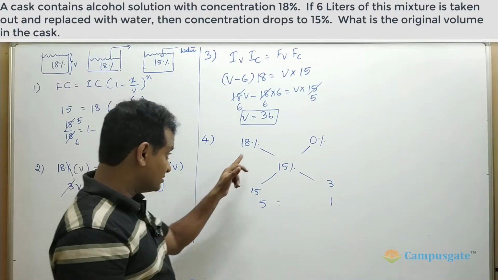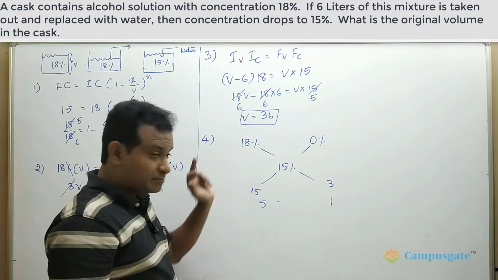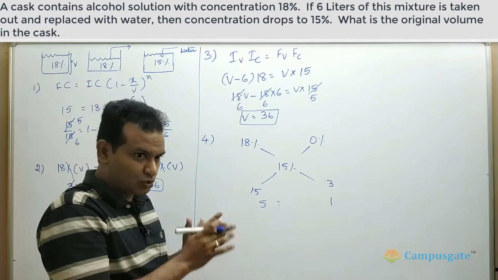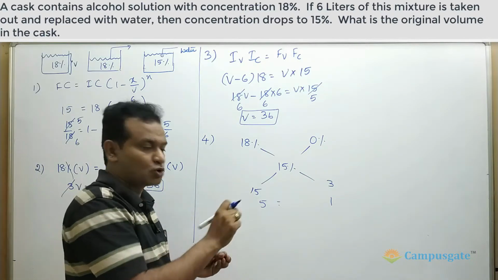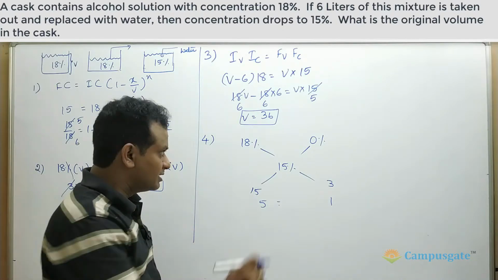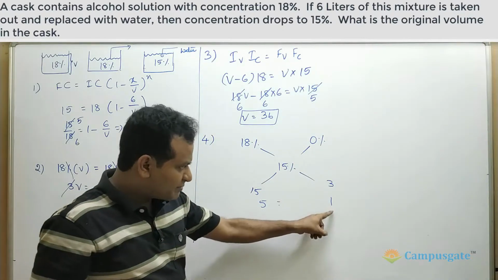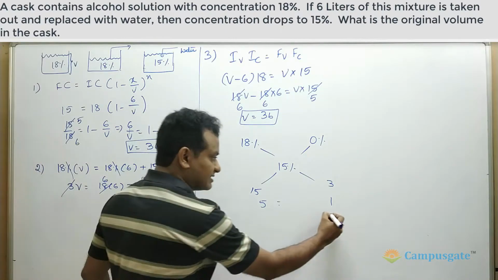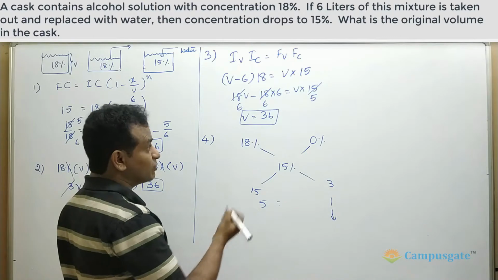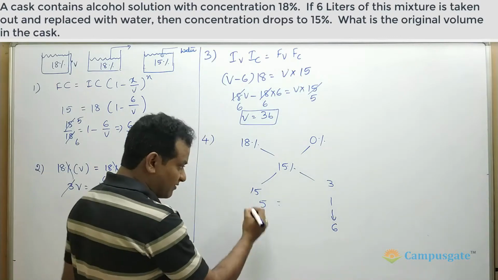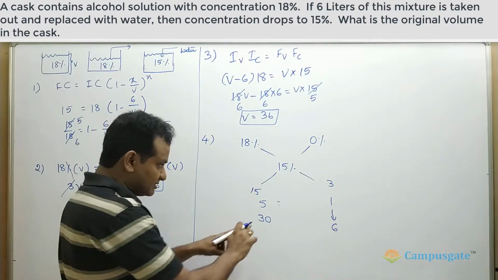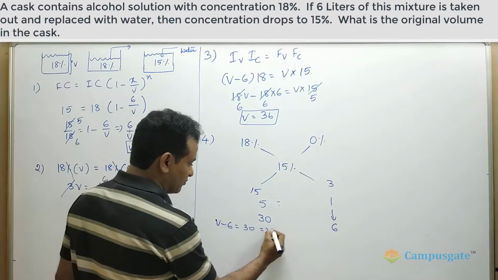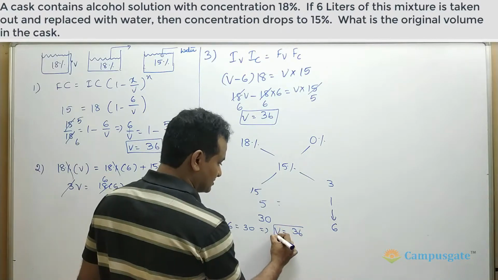Now always remember here, 18% how much volume? The volume is V minus 6. So immediately just before the addition of the pure component, that is the volume here. And what is 0%? This volume is how much pure component you are adding, right? We know that this 1 unit is equal to how many liters? 6 liters. So 5 units is 30 liters. This is V minus 6, correct? Therefore V minus 6 equal to 30. Therefore V equal to how much? 36. This should be the answer.